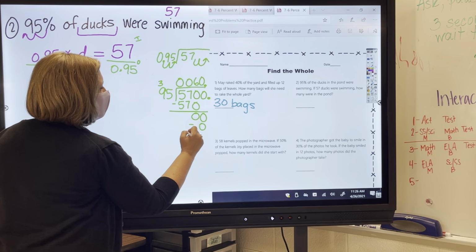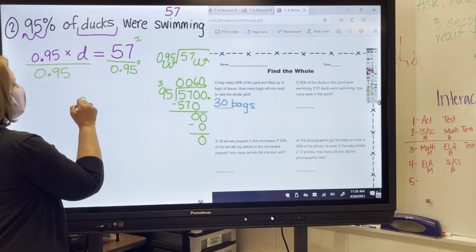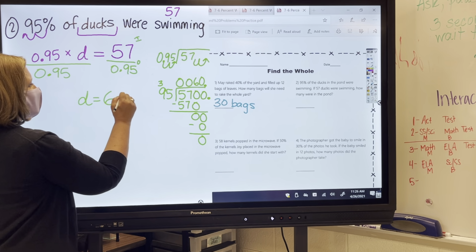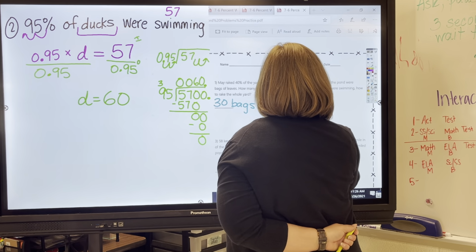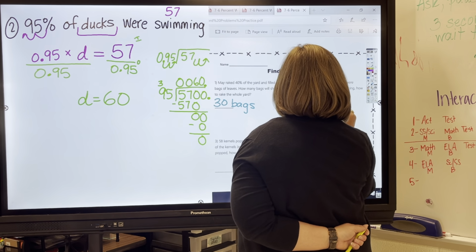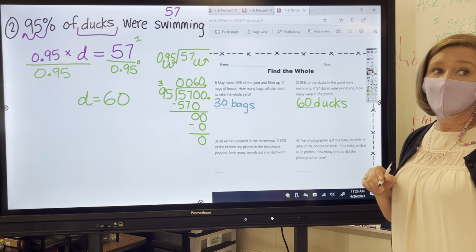How many ducks are in the pond? 60. Is 57 close to 60? Yeah, it's really close.